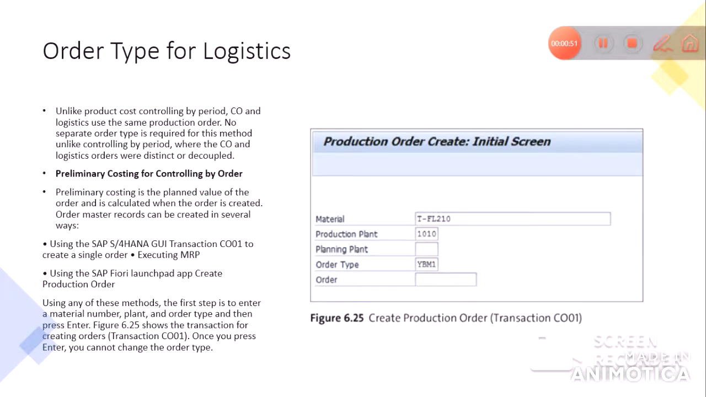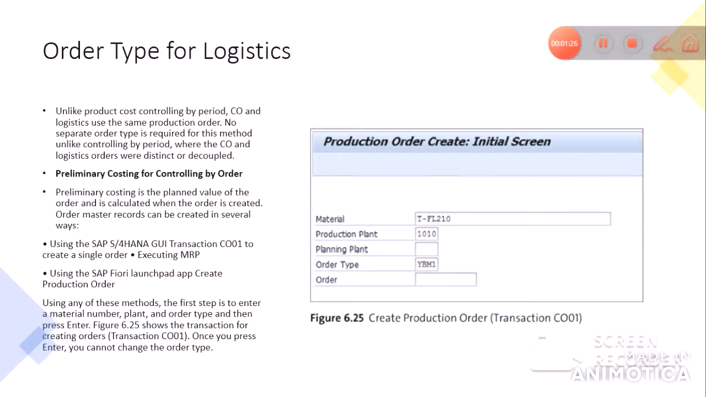Preliminary costing is the planned value of the order and is calculated when the order is created. Order master records can be created in several ways: using the SAP S/4HANA GUI transaction CO01 to create a single order, executing MRP, and using the SAP Fiori launchpad app, create production order.